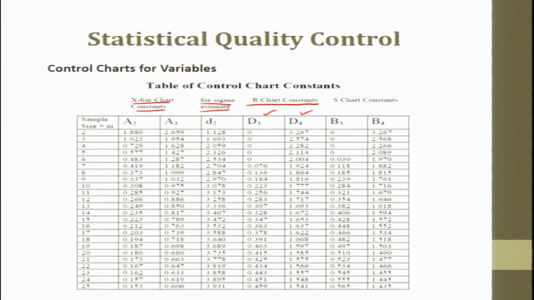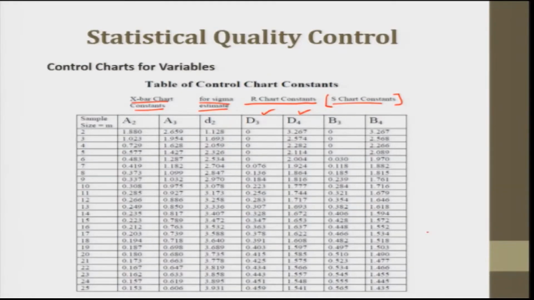Also, we can use A2 and A3 to find the control limits: X double bar plus A2 R bar, and X double bar minus A2 R bar. These are some standard values. These constants are often used in practice to estimate the standard deviation for the sample. They help to speed up the process, so we do not have to calculate everything ourselves.